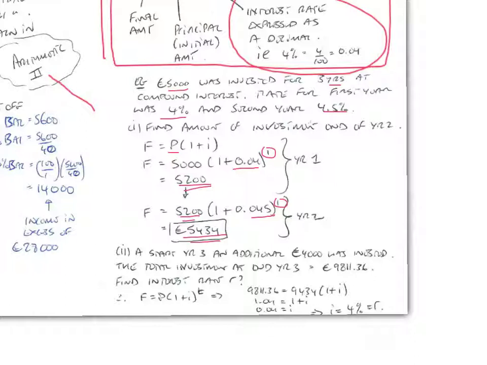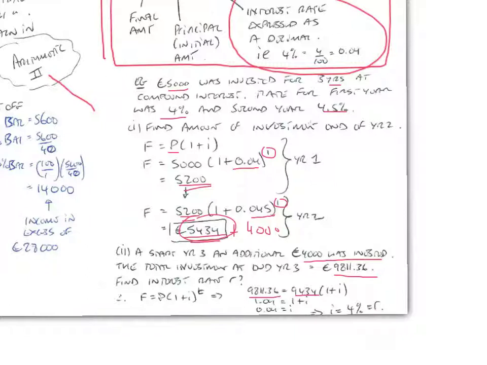But at the start of year three, an additional 4,000 was invested or added to this amount. So the total investment at the end of the year was now worth 9,811 euros 36. What was the interest rate? Well, basically, we put in the final amount is equal to the initial amount plus 4,000 as our principal, all times 1 plus I.